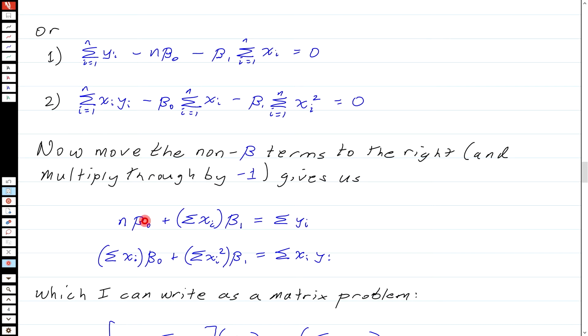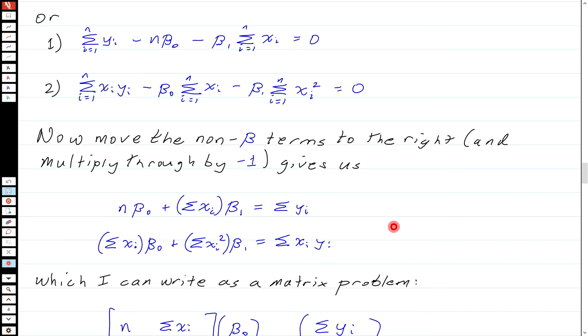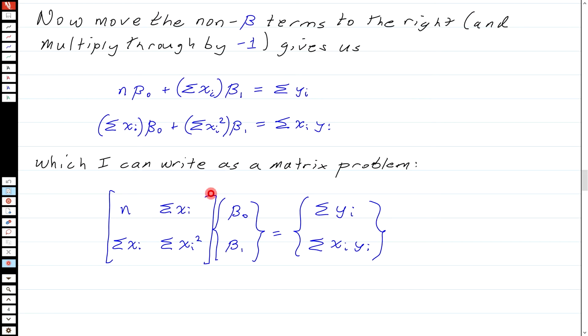N times beta naught plus the sum of xi's times beta 1 equals the sum of yi's. Sum of xi's times beta naught plus the sum of xi squared times beta 1 is equal to the sum of xi yi's. And in fact, I can write this now as a matrix equation. So I just have beta naught and beta 1 as a column vector. This is my matrix of coefficients that I multiply this by, and this is my right-hand side vector.